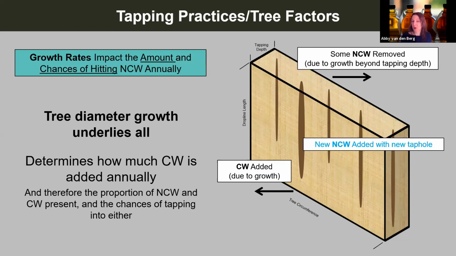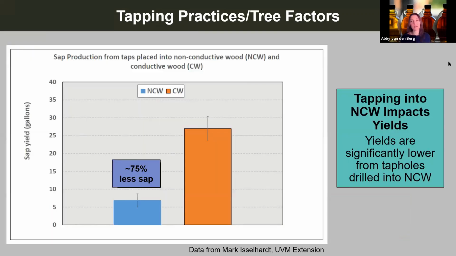So vigorous tree growth is actually the factor that underlies everything and determines how much non-conductive wood is present, how much conductive wood is present, and thus the chances of tapping into either one. And this is of course critical because tapping into non-conductive wood impacts yield. And again, this is another one of those things where you don't need a scientific study to tell you this. You all know and have experienced tapping into punky or brown wood or an old tapehole. That results in little to no sap, or less sap maybe is what you've observed. But putting some data on that allows us to see just how significant the reduction is.